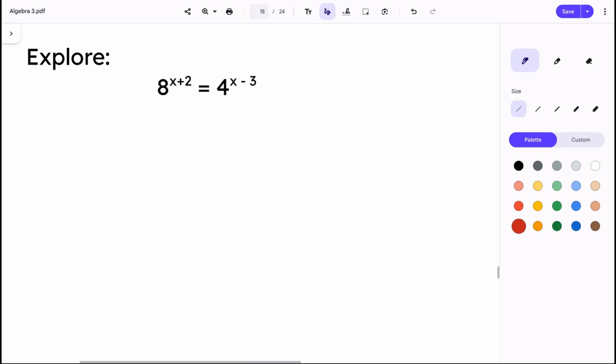Okay, let's go over this one here. So the first thing you should have done is you needed to rewrite the 8 and the 4 so that they both had like bases. And how I would have done that is used 2's. So I would have rewritten 8 as 2 to the third power, and then I still have x plus 2 on the outside. Then I would have rewritten the 4 as 2 squared, and then we still have x minus 3 on the outside as well.